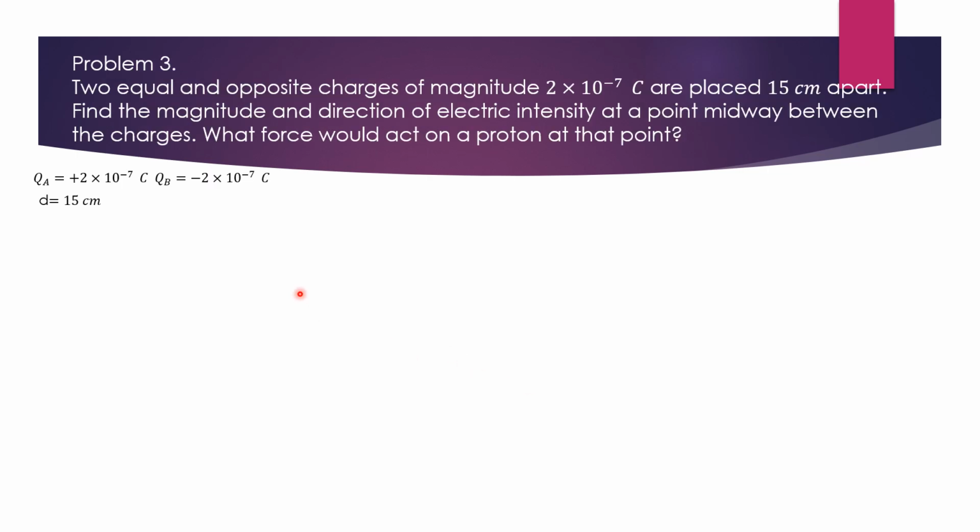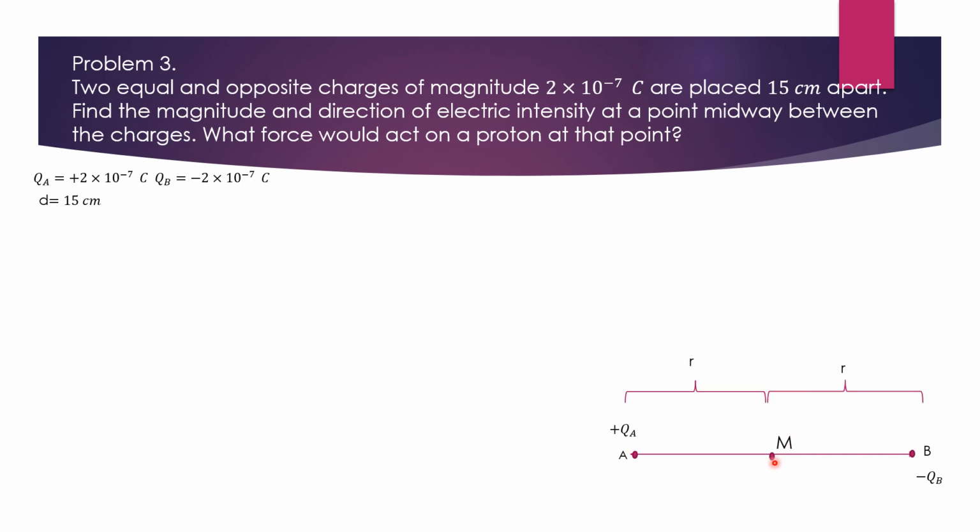Problem 3. Two equal and opposite charges of magnitude 2 into 10 power minus 7 coulombs are placed 15 centimeter apart. Find the magnitude and the direction of electric intensity at a point midway between the charges, and what force would act on a proton at that point. Now QA, QB and the distance. This is shown here. This is QA, this is QB.